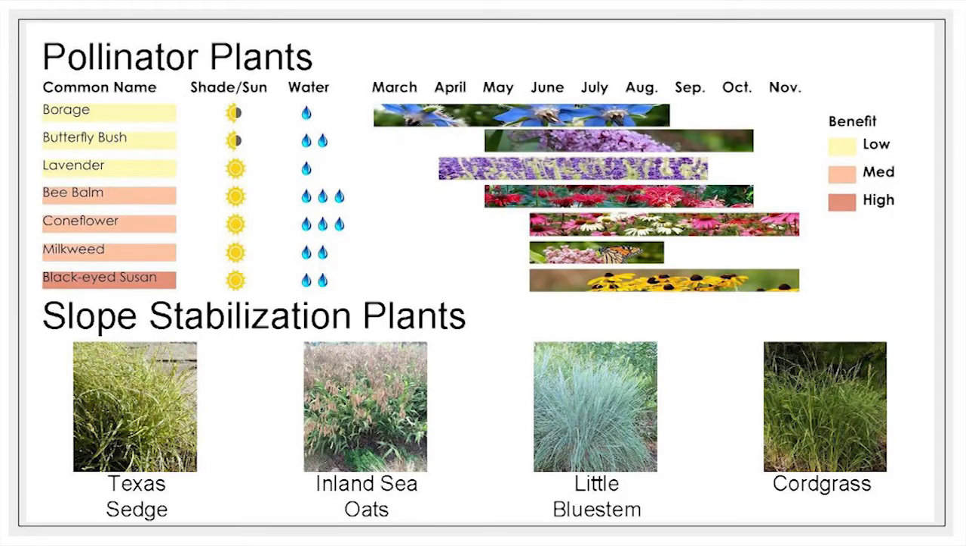Pollinator plants. The plants selected are locally chosen and easy to maintain. Pollinator gardens are effective for promoting bee and butterfly populations in the area. The slope stabilization plant selections are capable of capturing water to improve flooding in the area and help decrease erosion.